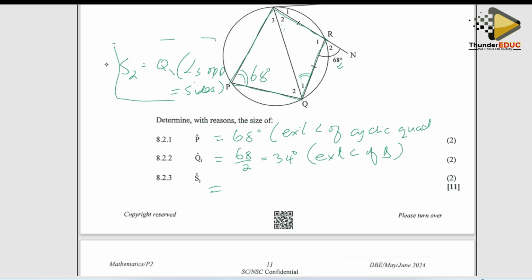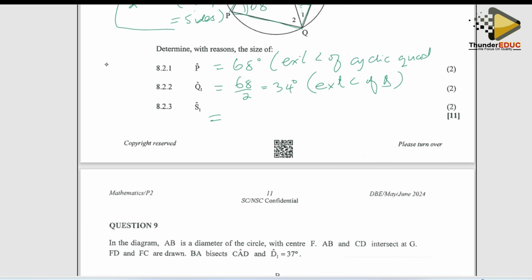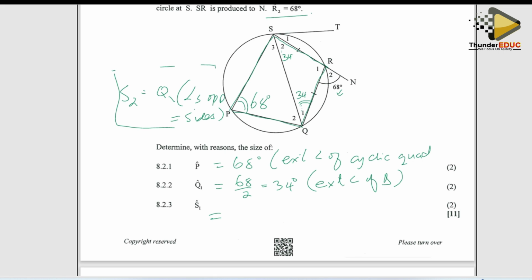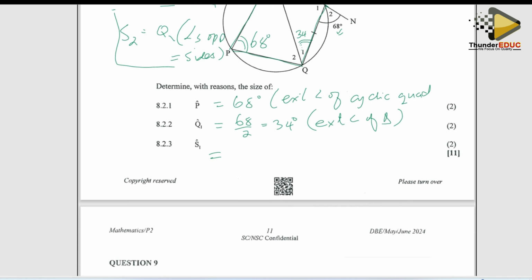Then what will our S1 be? So we're calling this 34. This is also 34. Then they want us to get S1, so we can use the tan chord theorem. This is a tangent, and it's going to also be 34. This is 34 degrees. Tan chord theorem.